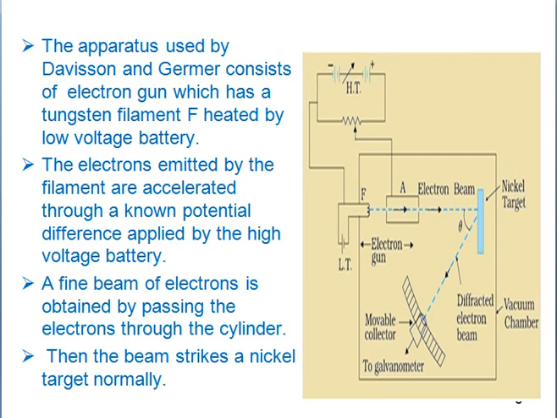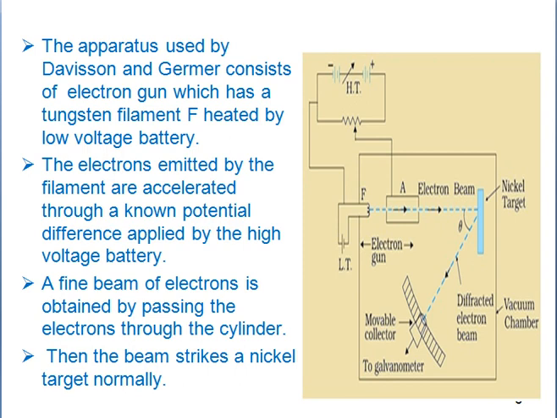Electrons will be emitted, but they will be accelerated through the potential difference applied by the high voltage battery. It will emit the electrons, but they will be accelerated by the high potential battery. So we have to apply the high potential battery. When we apply the high voltage, the electron beam will be accelerated.